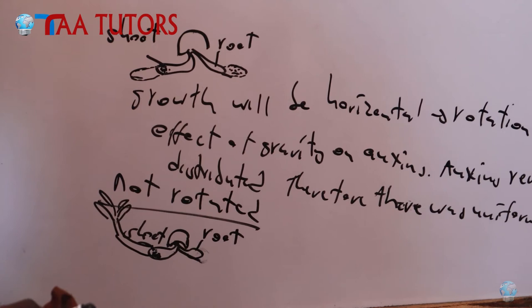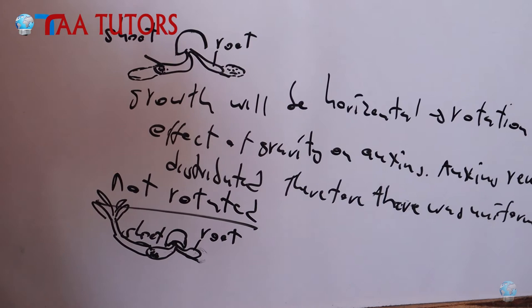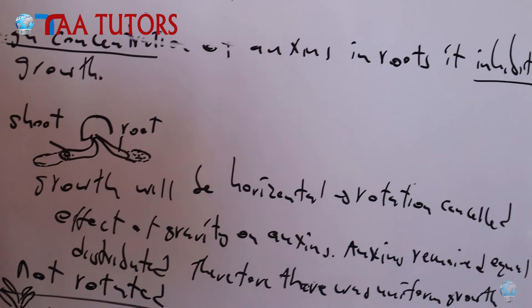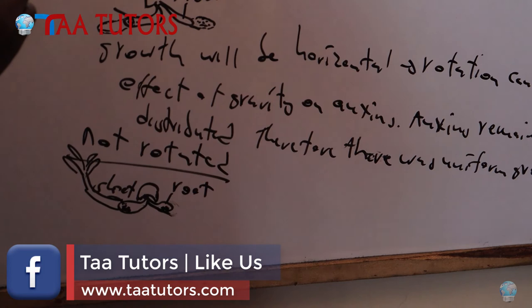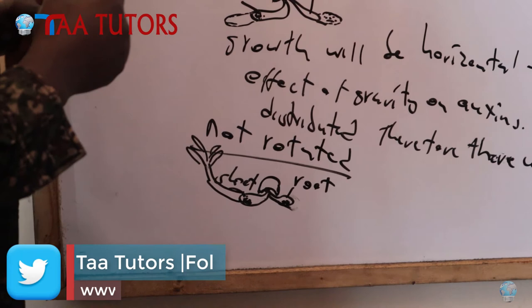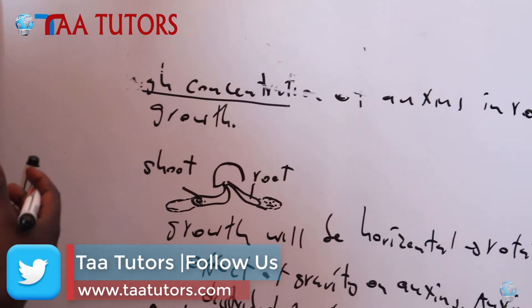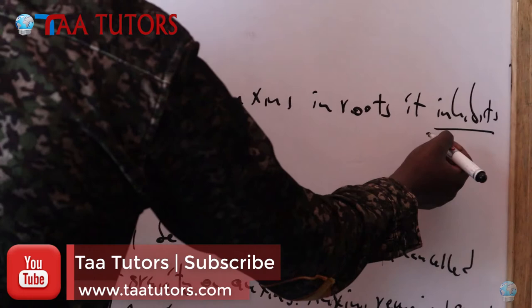Now, if it comes to the root, what will happen? Again, the effect of gravity is still being experienced here. So more auxins will be distributed on the downer part of the root. And what did we say at the beginning of the demonstration of the geotropic? I said that hormones have got two effects. They can facilitate or they can inhibit. So in this case, in the roots here, the hormones, for a reminder, will be inhibiting the growth. It will be slowing the growth.